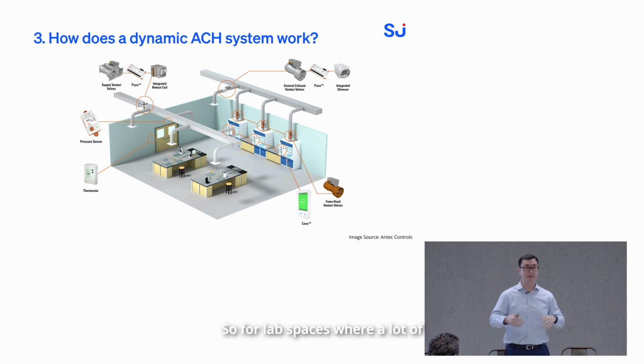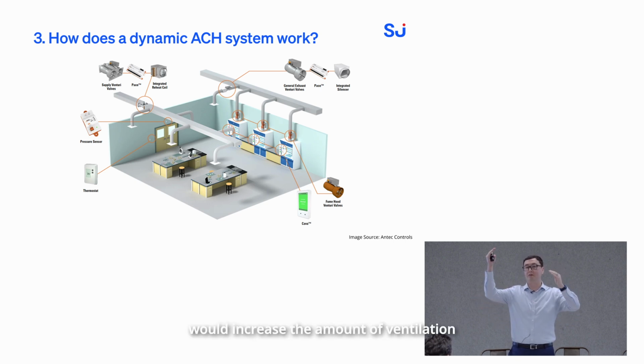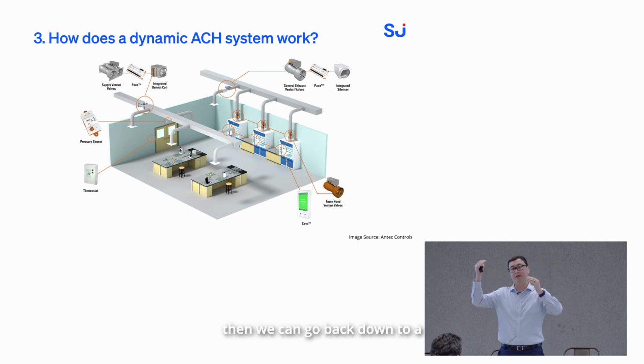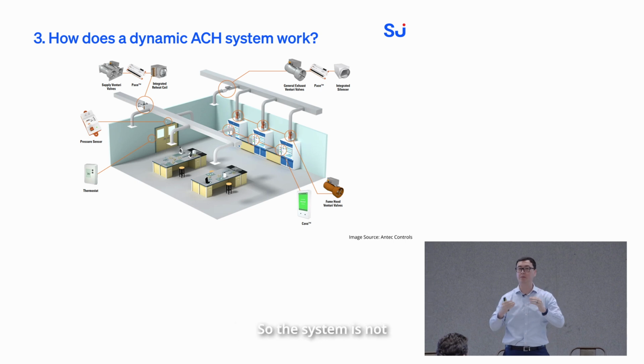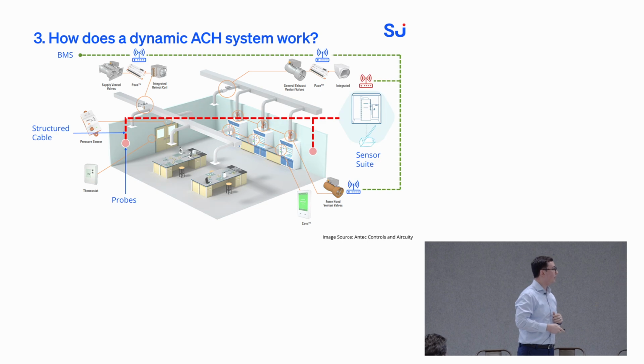So for lab spaces where a lot of experiments are happening, there could be contaminants coming into the air. If the concentration spikes, then the system would increase the amount of ventilation it's delivering into the space. Once the concentration of those contaminants has reduced, then we can go back down to a lower air change rate level. So the system is not operating 100% all the time.